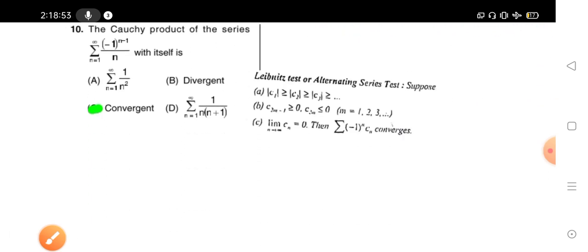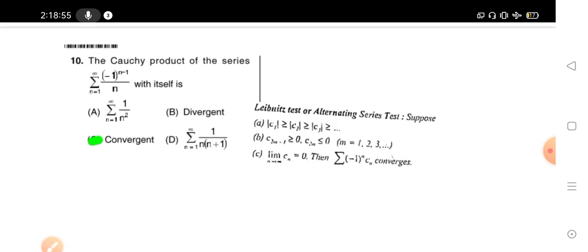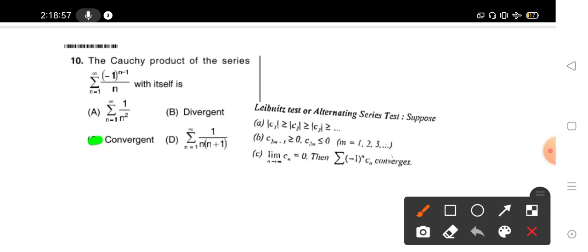Next question. The Cauchy product of the series is given: sum with n running from 1 to infinity of (-1)^(n-1)/n with itself. The series is convergent by the Leibniz test, or alternating series test. Find the rest yourself.